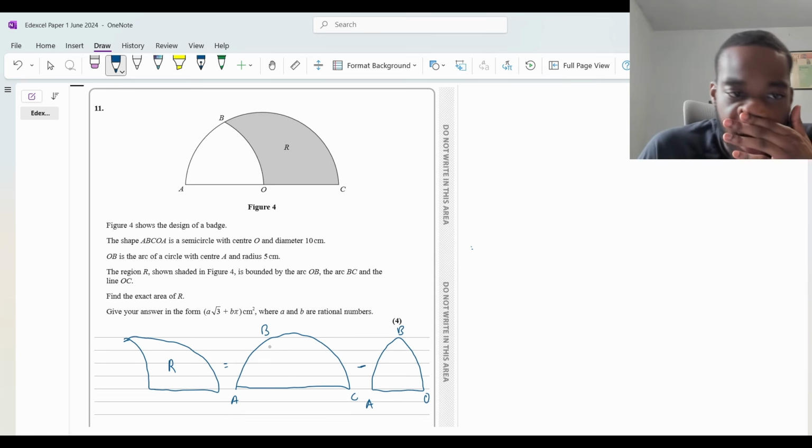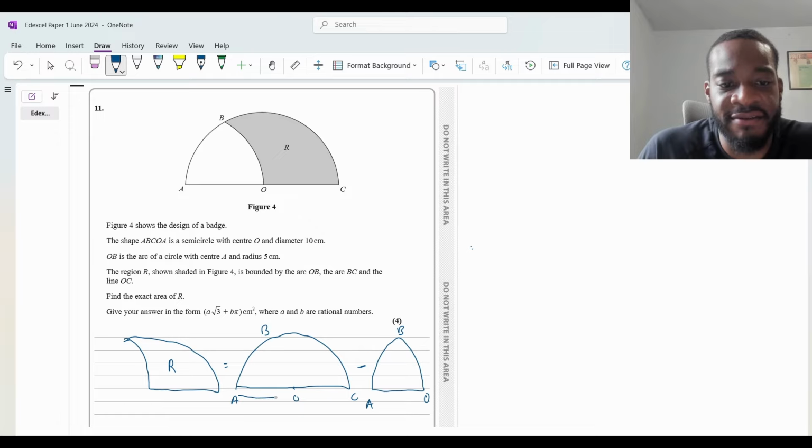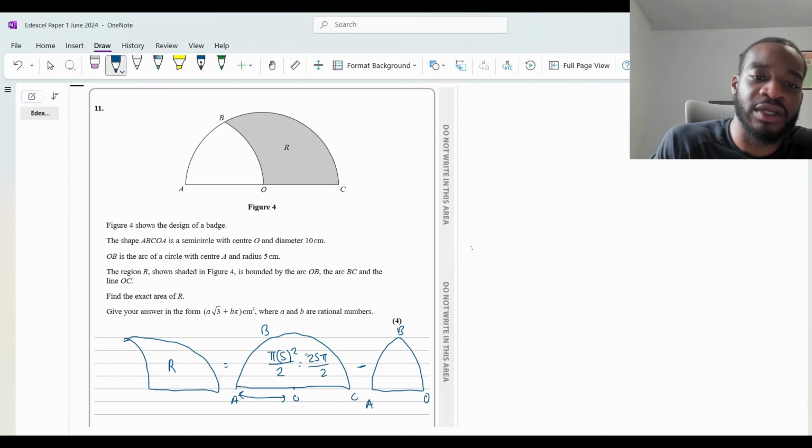Now, what do we know? We know that the semicircle has a center O, right? The center's here at O. The diameter is 10. That means that the radius is 5, right? Which means that we can just work out the area, pi r squared divided by 2, isn't it? Because it's a semicircle. So I'll do this here. That's going to be pi 5 squared divided by 2, which we can write as 25 pi over 2. So that is the area of the semicircle, right? So that is pretty straightforward.